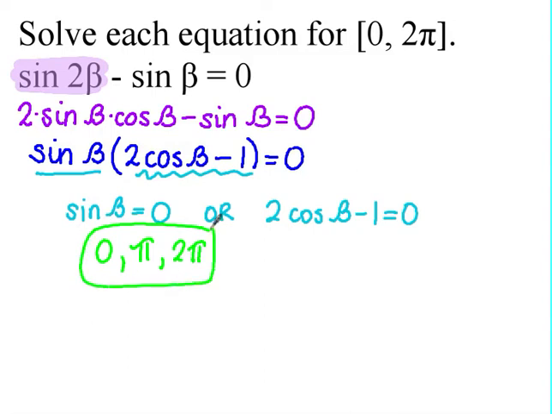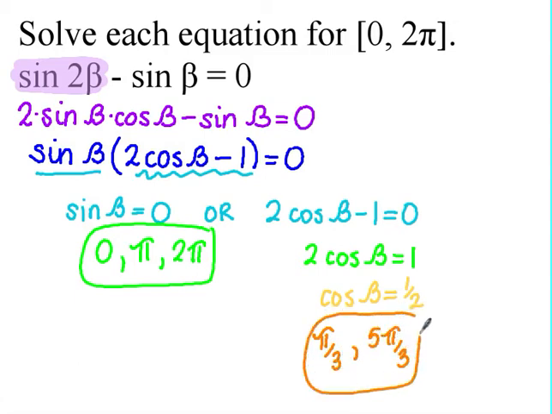Okay, now we need to solve this one. To solve this one, the very first thing I'm going to do is add 1 to both sides. And then now what am I going to do? Divide by 2. So using your blue sheets again, where does cosine equal 1/2? And there you go. That's it.